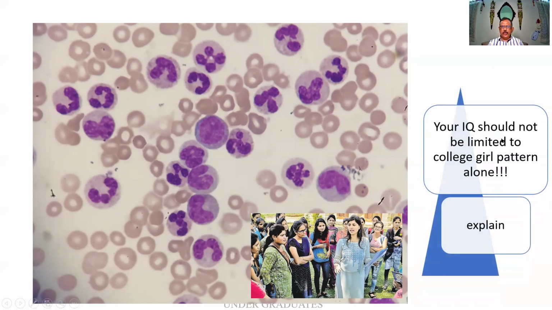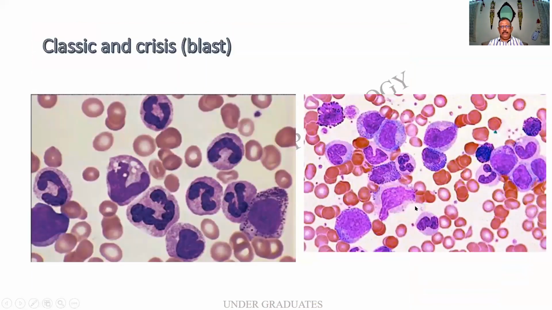And your IQ should not be limited to the college girl pattern alone. This is not a joke. Students write only college girl. They don't describe the blood picture. So explain it. How shall we?